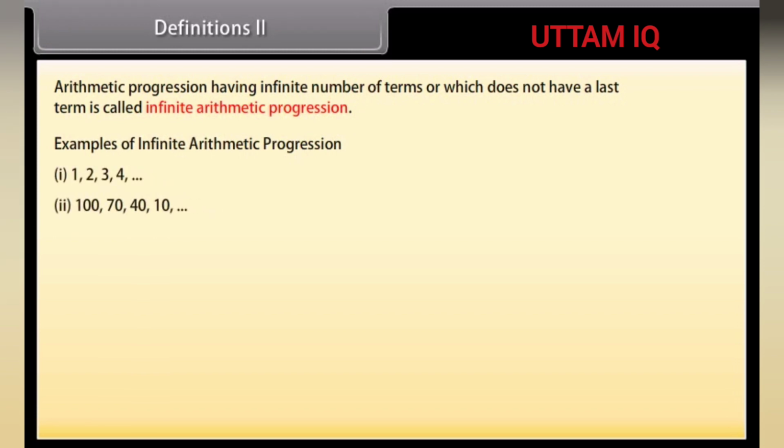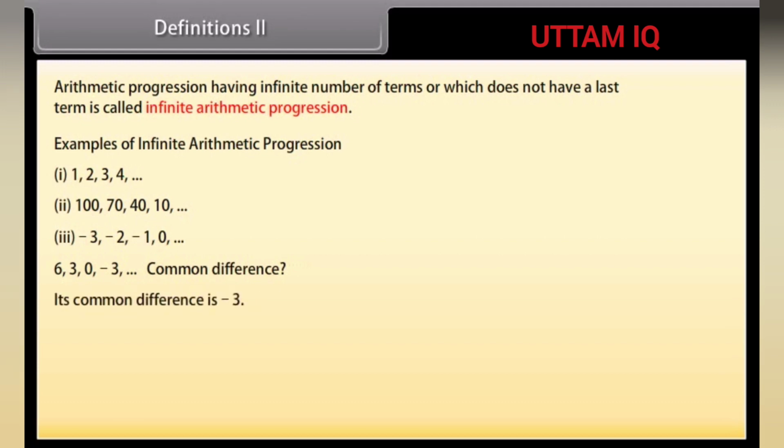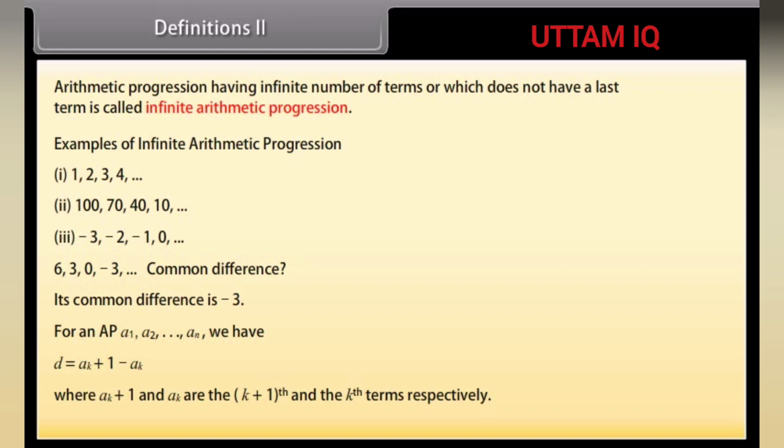Look at this sequence now. Can you tell its common difference? Yes, you're right. Its common difference is minus 3. In general, for an AP, A1, A2, and so on till AN, we have D as A(K plus 1) minus AK, where A(K plus 1) and AK are the (K plus 1)th and the kth terms respectively.